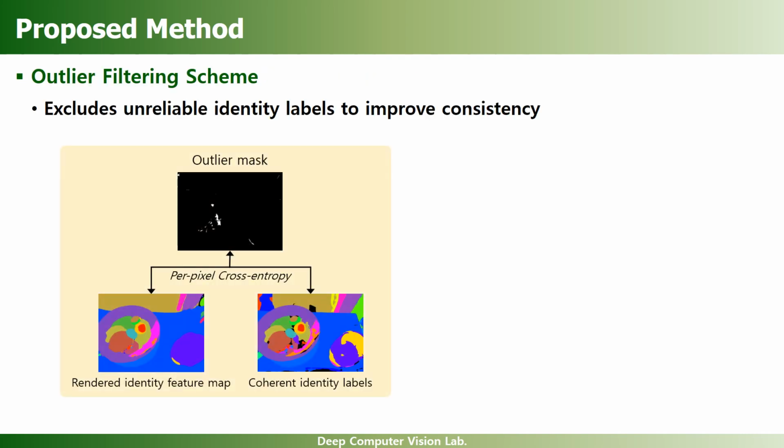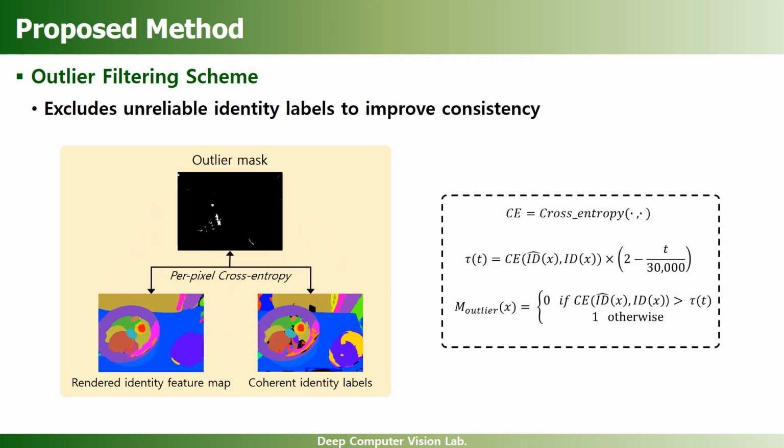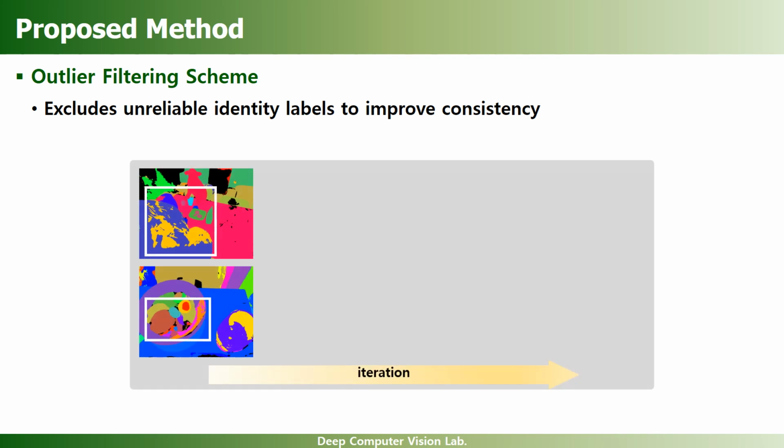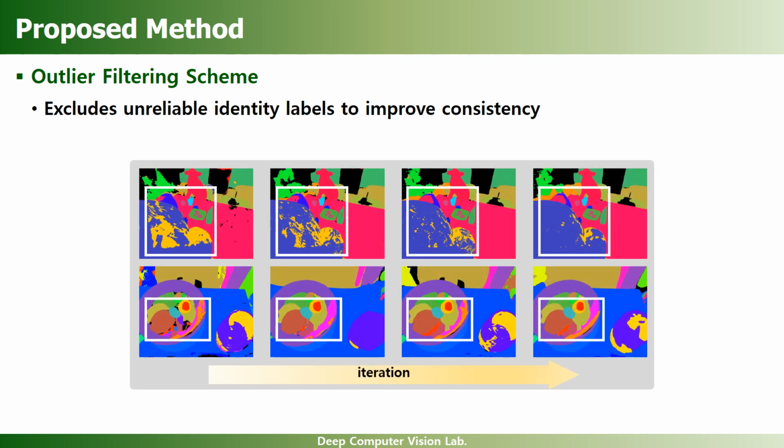We introduce a simple outlier filtering scheme to compensate for the inaccuracy of coherent identity labels generated by a zero-shot tracker. We measure the cross-entropy between the rendered identity feature map and the coherent identity labels, and exclude regions with high discrepancies from loss computation. This improves the reliability of the identity information and allows the identity embeddings to maintain consistent values for the same object across different views as training progresses.